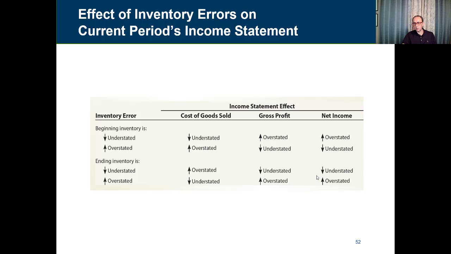income would be understated. So one thing I want you to see is that gross profit and net income always move in the opposite direction to cost of goods sold. Cost of goods sold works in the same direction with beginning inventory, but in the opposite direction with ending inventory. So last thing here, if ending inventory is overstated, cost of goods sold would be understated, and both gross profit and net income would be overstated.